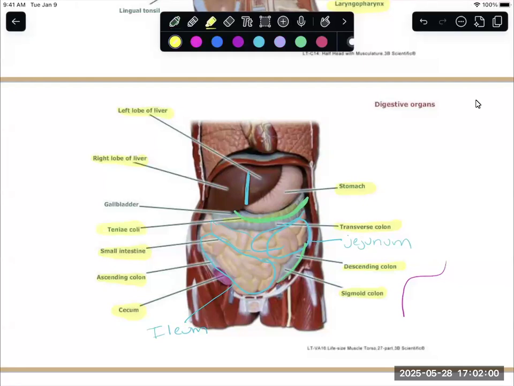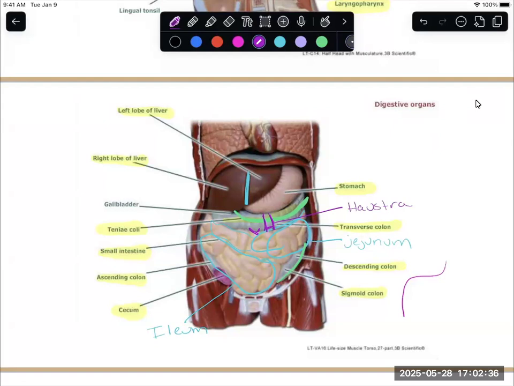And then we have haustra. So a haustrum is from here to here, where you see these little indentations. I drew one from here to here. That is considered from one little indentation to the next little indentation. That gives us our haustra. This is one little area that works to churn and move and push things along.